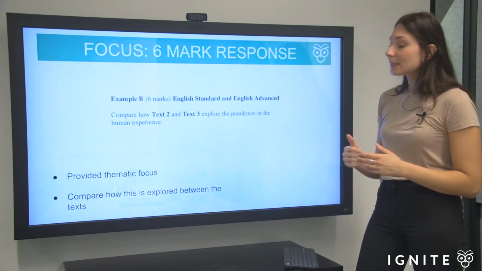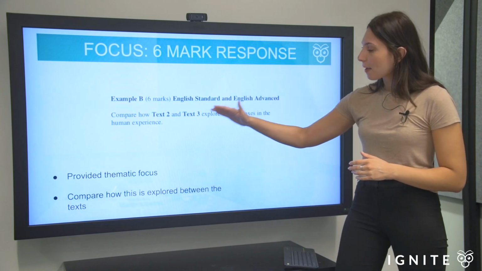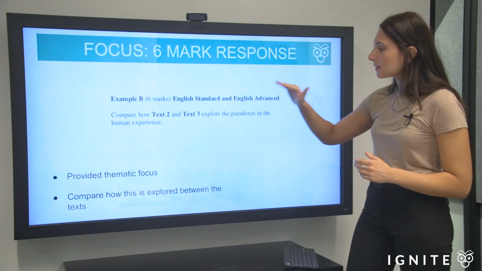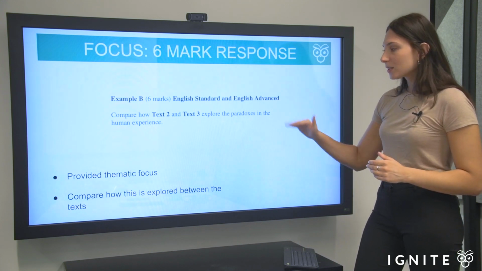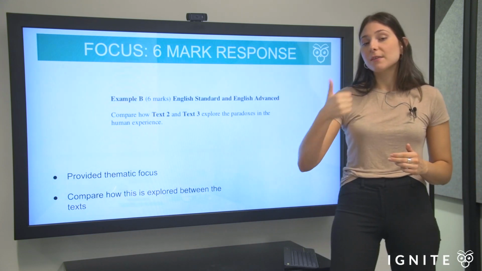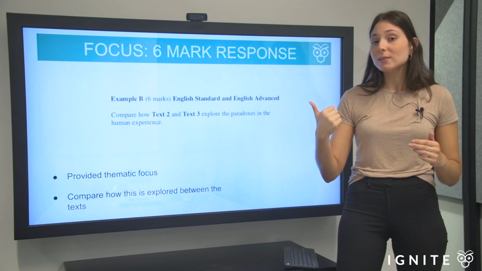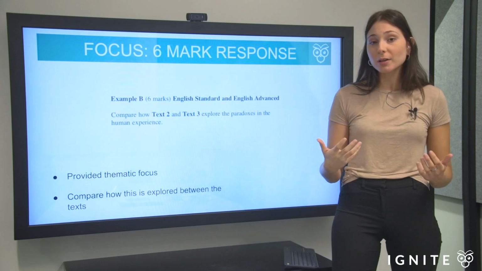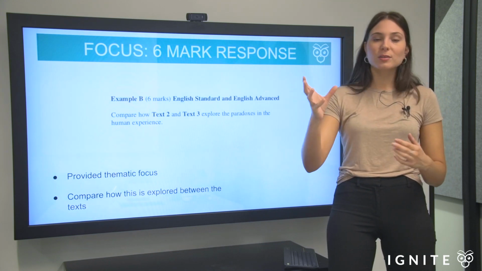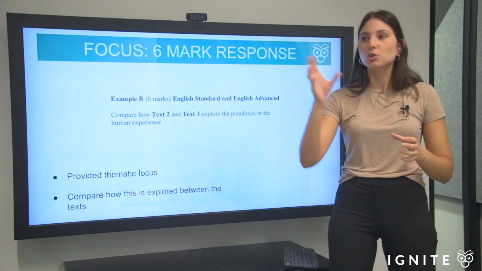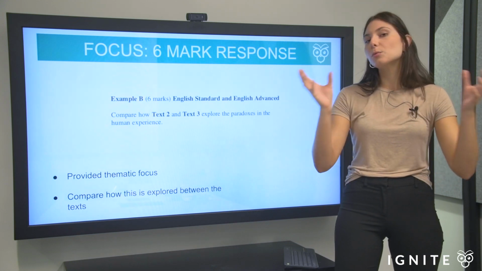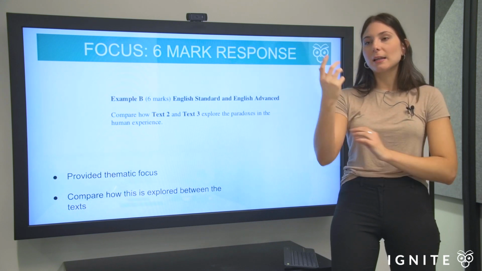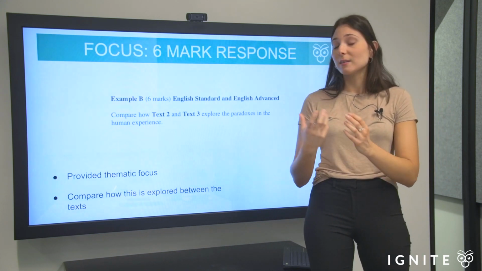So the question reads, and it's worth 6 marks, compare how text 2 and text 3 explore the paradoxes in the human experience. Some key points to note here: number 1, they've given you a thematic focus. The concept of the paradoxes of human experience shouldn't be foreign to you. It's in the rubric, and if you read through the rubric, notions of the anomalies of human experience, the shared aspects of human experience, these are all probably going to come up in the comprehension question. So paradoxes, think about that in light of the specific representations the texts present.